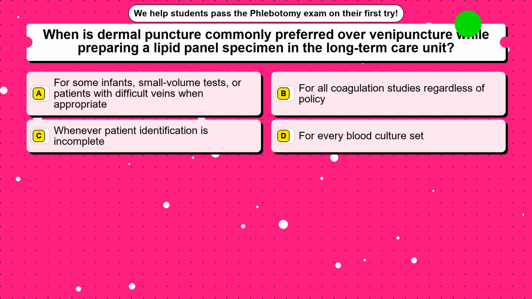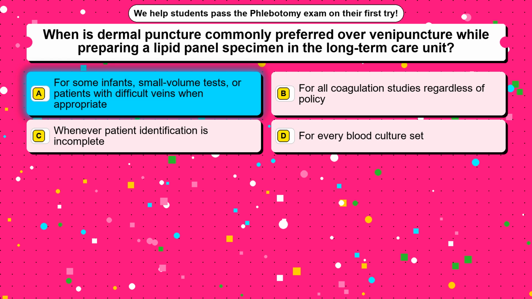Question 62. When is dermal puncture commonly preferred over venipuncture while preparing a lipid panel specimen in the long-term care unit? Option A. For some infants, small volume tests, or patients with difficult veins when appropriate. Option B. For all coagulation studies regardless of policy. Option C. Whenever patient identification is incomplete. Option D. For every blood culture set.